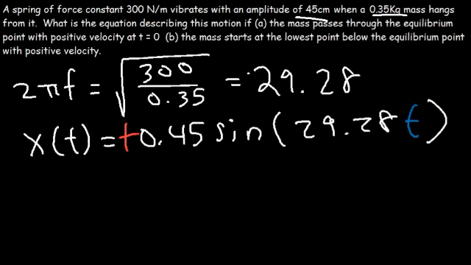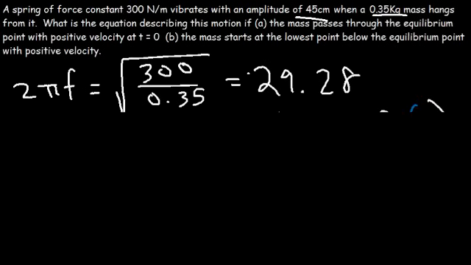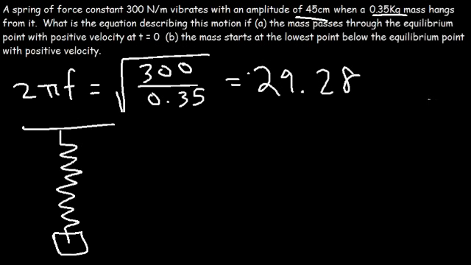Now, what about the second part of the question? What if the mass starts at the lowest point, below the equilibrium point? So let's say this is the equilibrium point. If it starts below it, it has no choice but to go up. It can't go down if it's at the lowest point. So it has to be moving up with positive velocity.